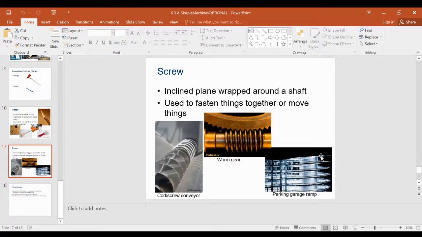Think about this. We're driving in circles on a parking garage ramp, but our ultimate movement is from top to bottom. And those are the types of simple machines. This is the type of language that you'll want to use when completing your functional analysis assignment.